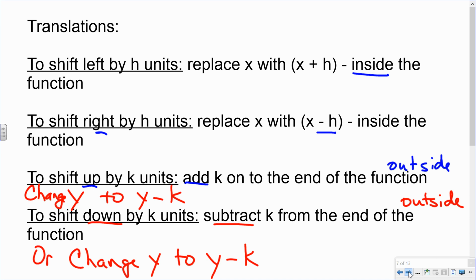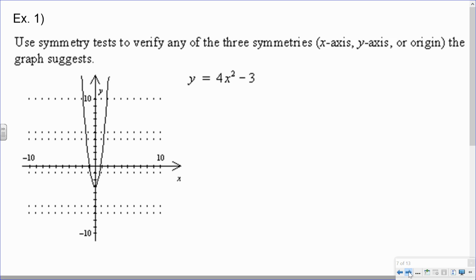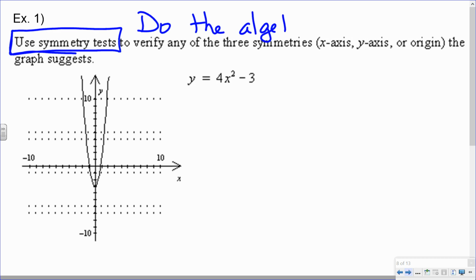Okay, so first example says use symmetry tests. That means do the algebra. See something like this on the homework, you may not just look at it and write down what you think. You may look at it for your prediction, but you still need to show me all of your tests for the 3 kinds of symmetry. So when you look at that, give me a prediction. What kinds of symmetry do you think it will have?